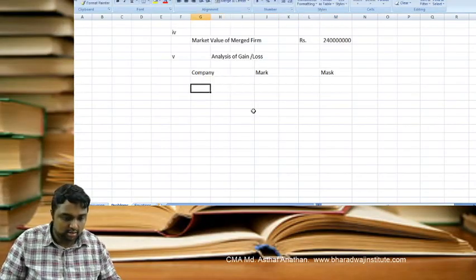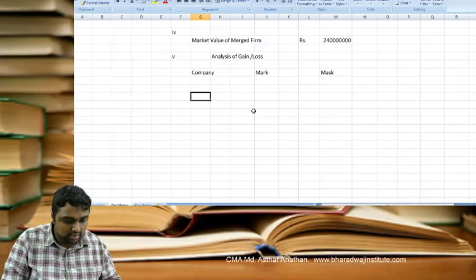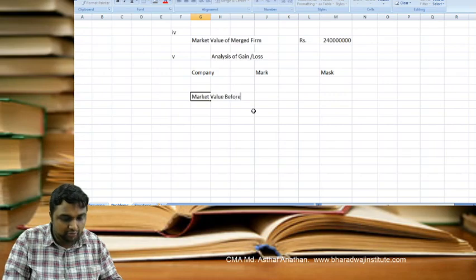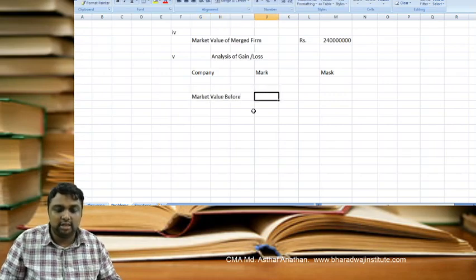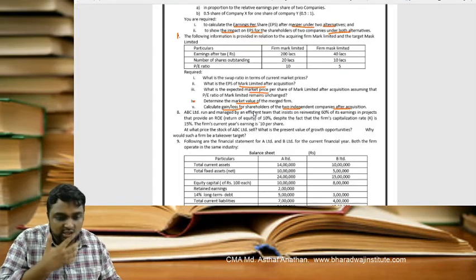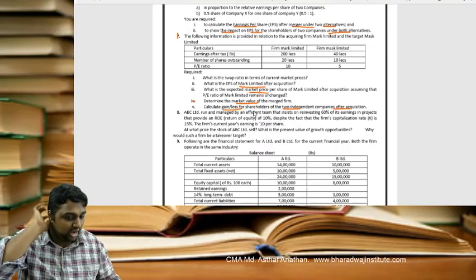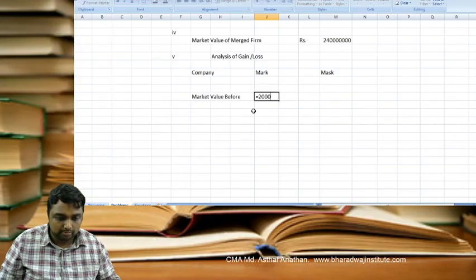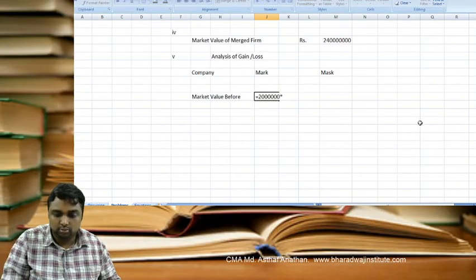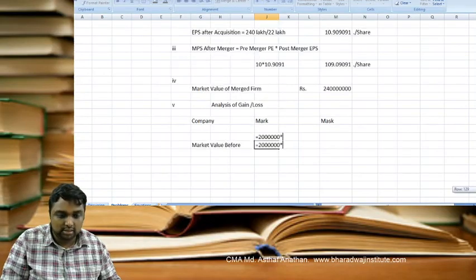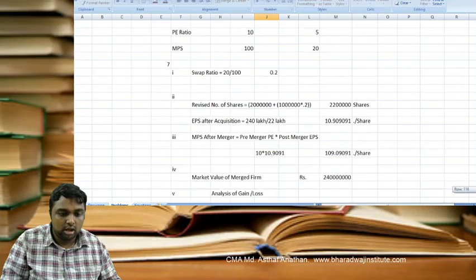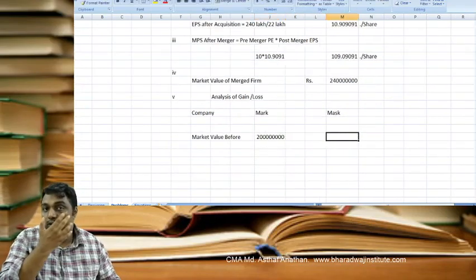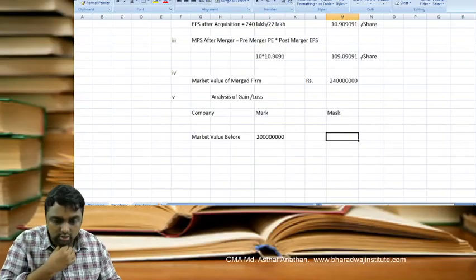Mark and Mask. What is the market value before merger? You can make merger also. I don't have the space. You have the number of shares, 20 lakh, into what was the market price we have found out? 100 rupees. So it was around 200 crore.